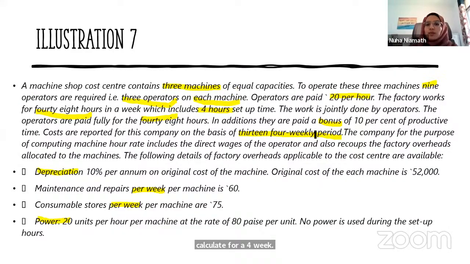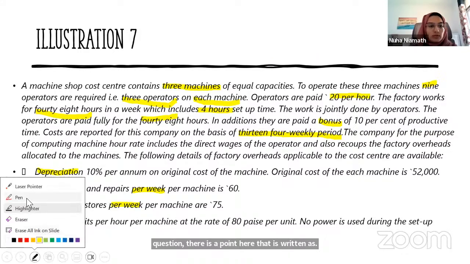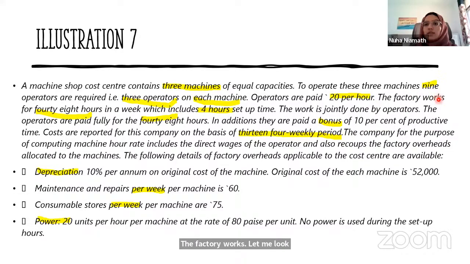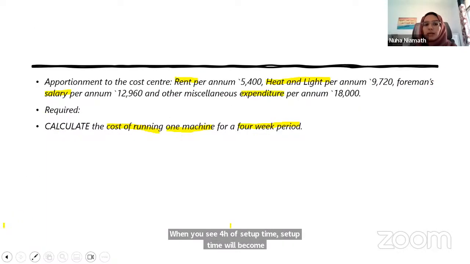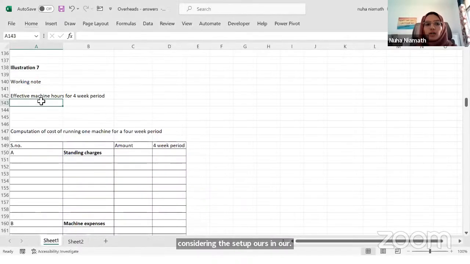If you go back to the question, it's written here that the factory works for 48 hours in a week, which includes 4 hours of setup time. The 4 hours of setup time will become unproductive or inefficient time, because you can see that no power is used during the setup hours. So it is basically dead at that time. So we will not be considering the setup hours in our effective hours. Let's go ahead and calculate our effective hours of the 4-week period.